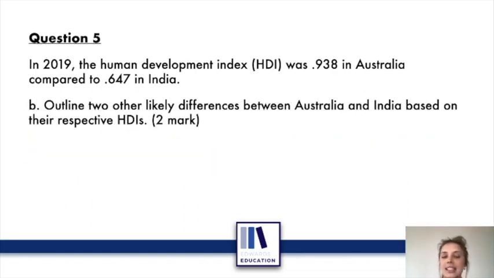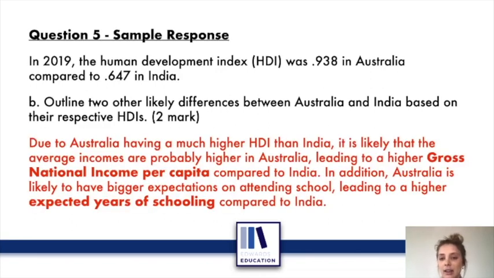Question 5b, it's the same information that we were given before. This time they want us to outline 2 other likely differences between Australia and India based on their respective HDIs. This should be pretty straightforward given that Australia's HDI is a lot higher. I can use 2 of the other indicators. This time I've used GNI and expected years of schooling. It's important in these questions to use words like likely or probably because you don't know for sure if that's the case. Remember, there are 4 indicators, so which one's higher or lower, you don't know for sure. So just include words like that so that you're not being too definite in your response.